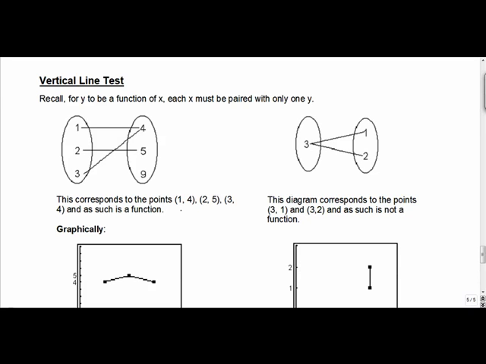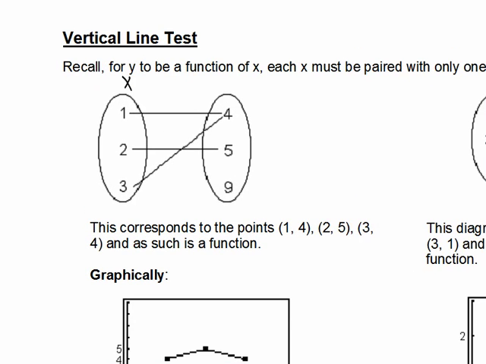The vertical line test. Recall for y to be a function of x, each x must be paired with only one y. If we take a look at this in a visual sense, I have a couple of examples. So the first example, these are my x's, these will be my inputs. Whichever I wrote first are my inputs. These will be my y's, my outputs.